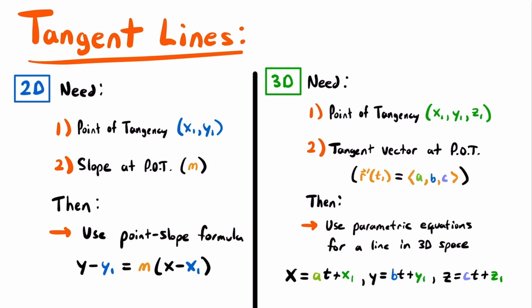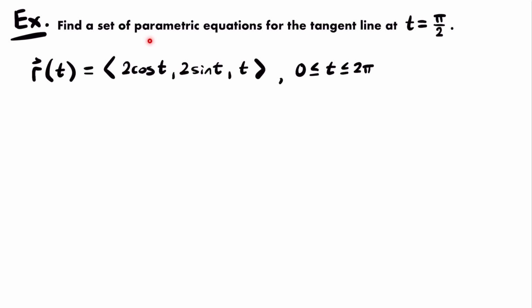So let's take a look at an example. Here we want to find a set of parametric equations for the tangent line at t equals pi divided by 2. And our vector function is r of t equals a vector with components of 2 times cosine t, 2 times sine t, and t. And our values of t are being restricted from 0 to 2 pi.